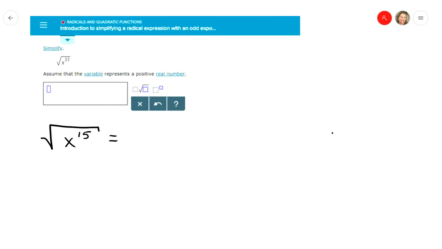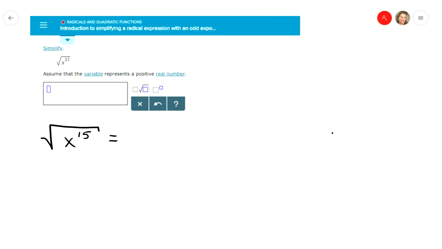Okay, this one is simplifying a radical that has an odd exponent. I did one earlier that was an even exponent. If you haven't seen that one, you might want to go and watch that one first and then come back to this one.